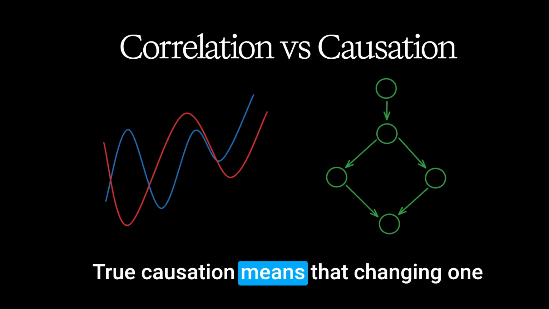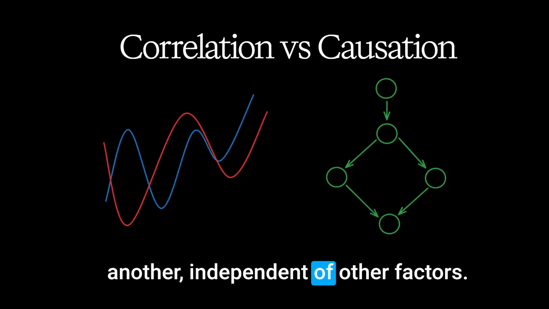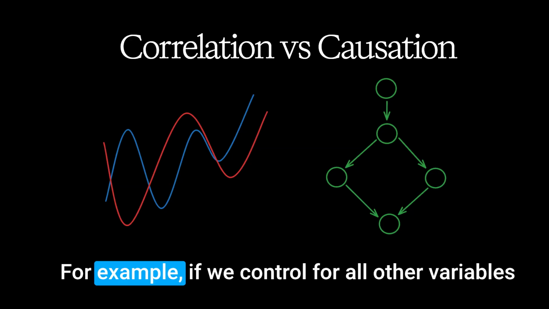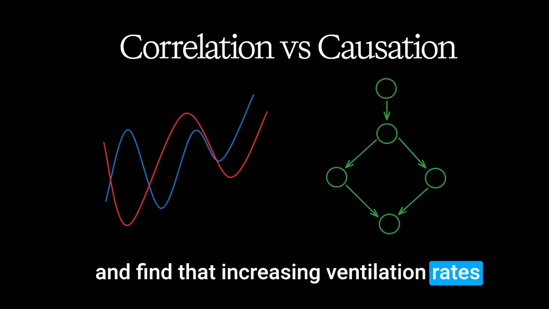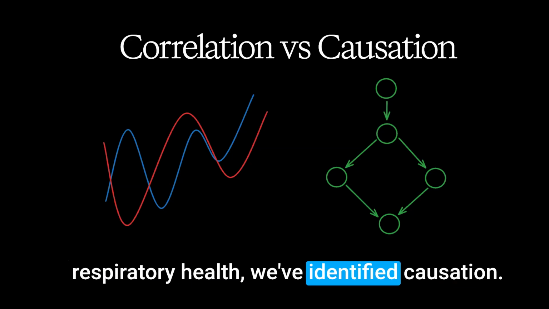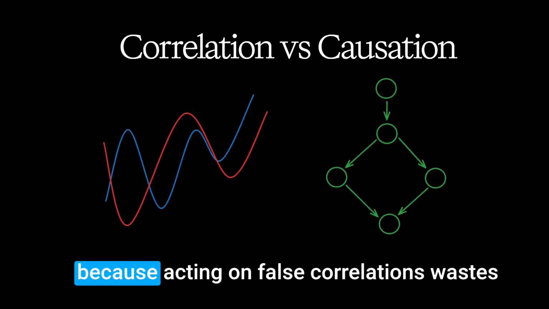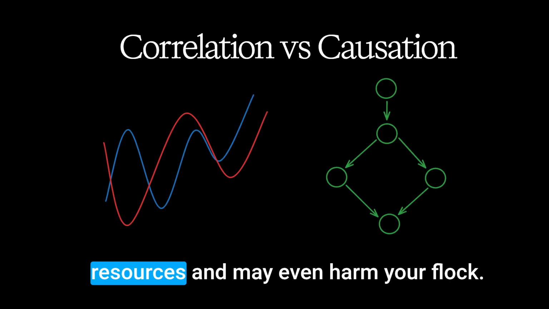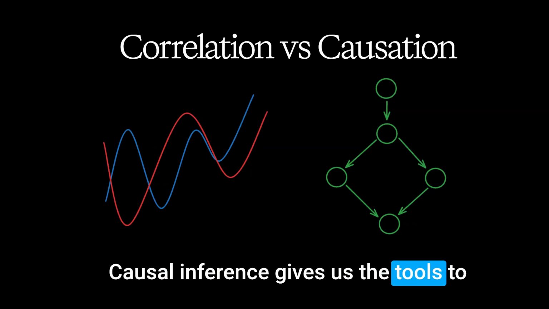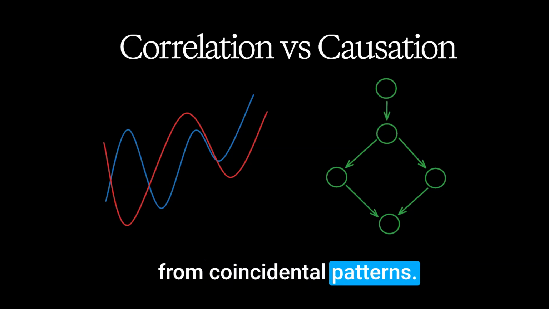True causation means that changing one variable directly produces a change in another, independent of other factors. For example, if we control for all other variables and find that increasing ventilation rates directly reduces ammonia levels and improves respiratory health, we've identified causation. Understanding this difference is crucial because acting on false correlations wastes resources and may even harm your flock. Causal inference gives us the tools to separate genuine cause and effect from coincidental patterns.